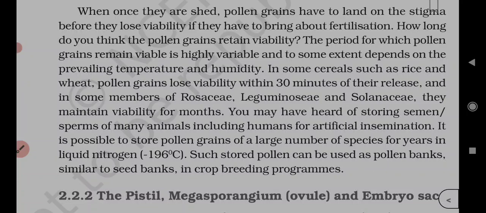Proximal end of the filament of stamen will be attached to what? Thalamus or petal. Yes, thalamus or petal is the proximal part. If I say distal part, that will be your anther.